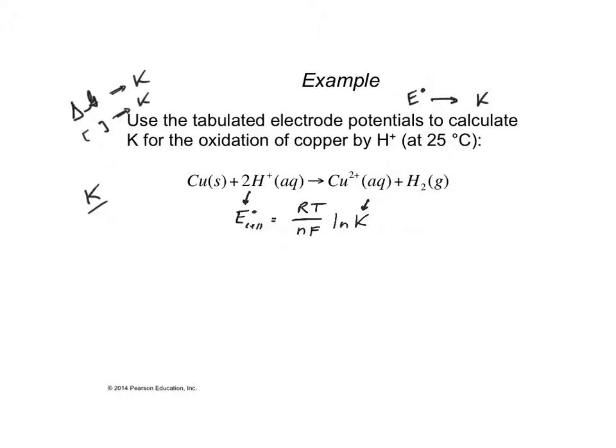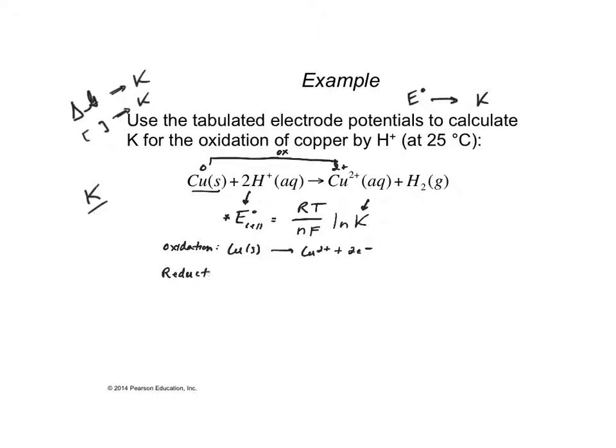So the first thing to do is figure out what E naught cell is, and to do that, we need to look at our reaction and figure out what's been oxidized and what's been reduced. For this problem, we've got copper in the 0 oxidation state, the elemental form. It goes to copper 2+, so this is our oxidation, right? So we can write our oxidation half reaction: copper solid going to copper 2+ plus 2 electrons.